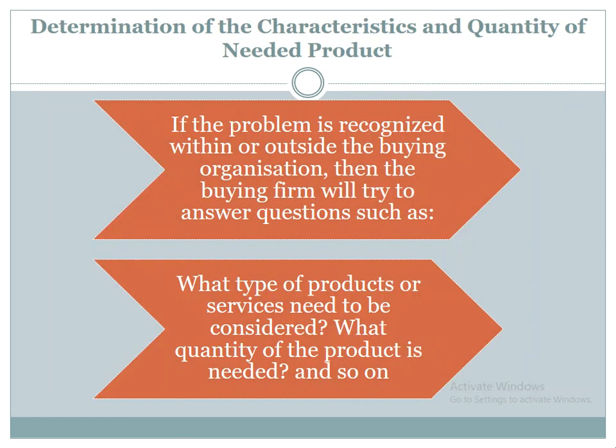Next is determination of the characteristics and quantity of the needed product. If the need is recognized within or outside the buying organization, then the buying firm will try to answer questions such as what type of product or services need to be considered, what quantity of the product is needed, and so on. For technical products, the technical departments, that is quality control or research and development or production or industrial engineering, will suggest general solutions of the needed product.